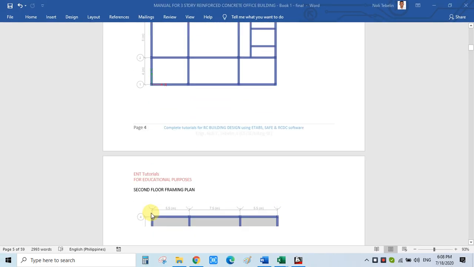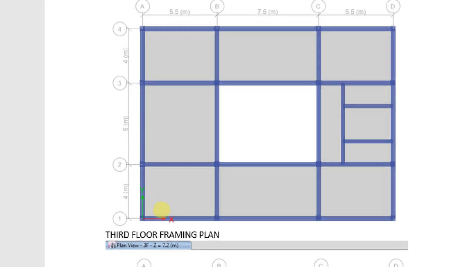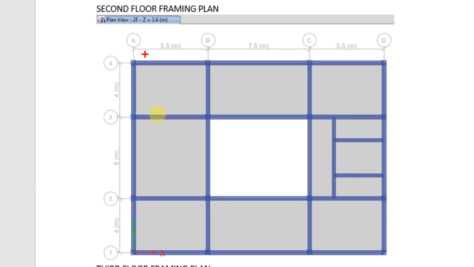So, sa ETABS, ganito ang mangyayari sa ground floor. Then, second floor. Second floor ko, ito siya. So, opening itong part na ito. Then, dito sa part na to ay stair siya. Okay?